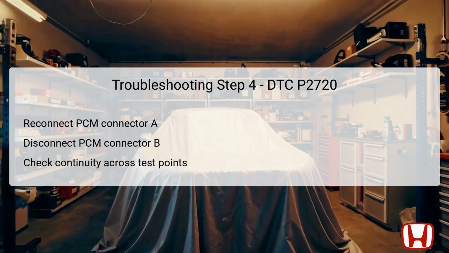Through the fourth troubleshooting step for DTC P2720, re-establish the connection to PCM connector A, 51P, after completing prior checks. Then, disconnect PCM connector B, also 51P, which is necessary for continuity testing. With the vehicle in the off-lock mode, continuity should be checked between test points 1 and 2, where test point 1 corresponds to PCM connector B, 51P, number 9, and test point 2 is grounded to body ground.